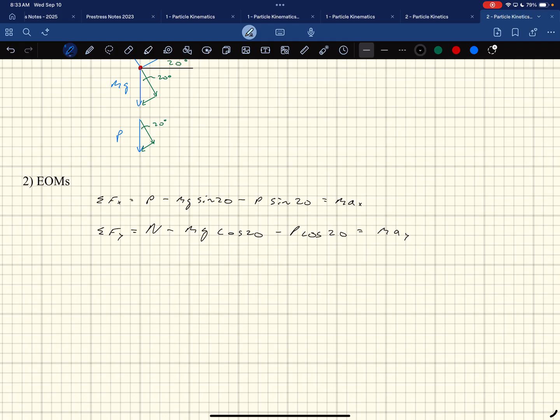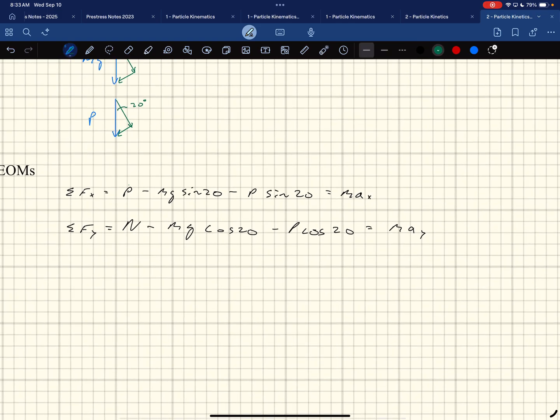All right. So there it is. My two equations of motion. And we look to see, it's kind of nice sometimes just to say what do we not know in here, just to take a step back. Like I'm after P right here. I know my mg. I don't know P. And then this AX right here.